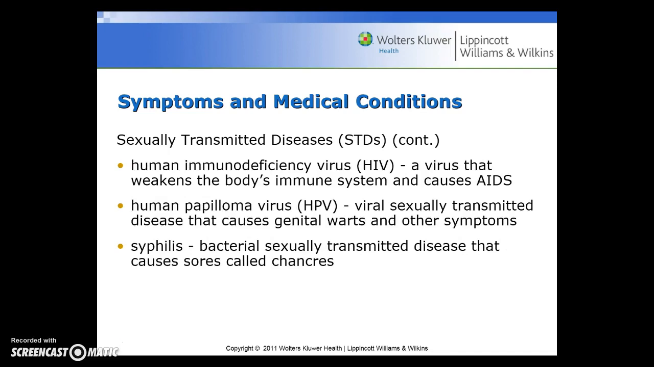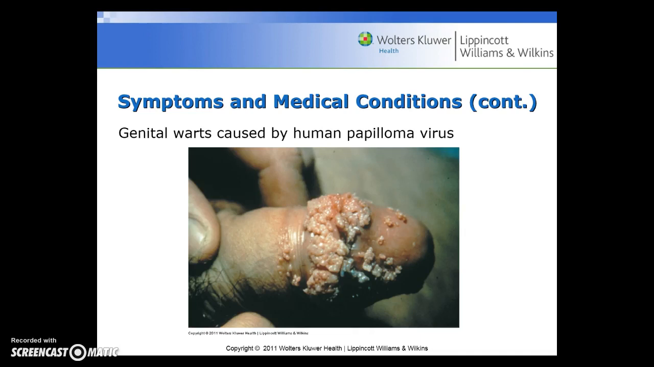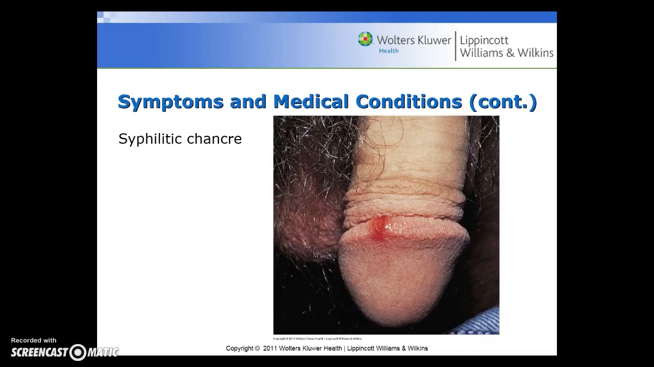HIV, human immunodeficiency virus, is a virus that weakens the body's immune system and causes AIDS. The human papillomavirus, or HPV, is a viral sexually transmitted disease. It's really an infection that causes genital warts and other symptoms. Syphilis is the bacterial sexually transmitted disease that causes sores called cankers. And here's a picture of genital warts caused by the human papillomavirus. Here is a syphilitic canker.